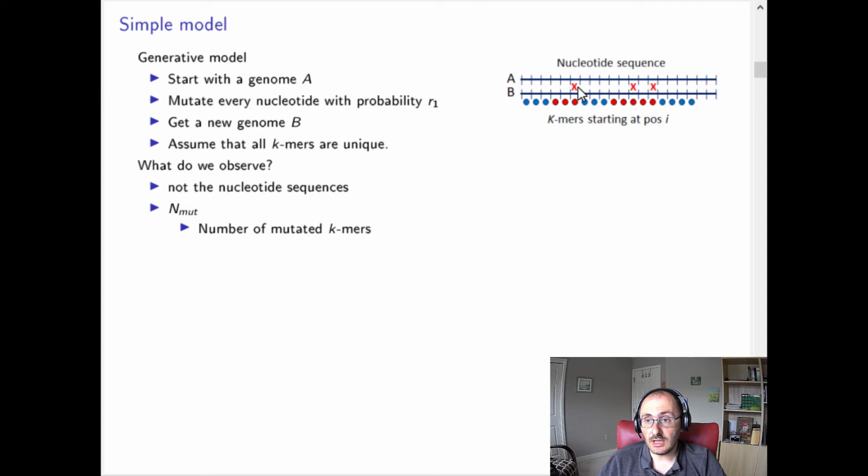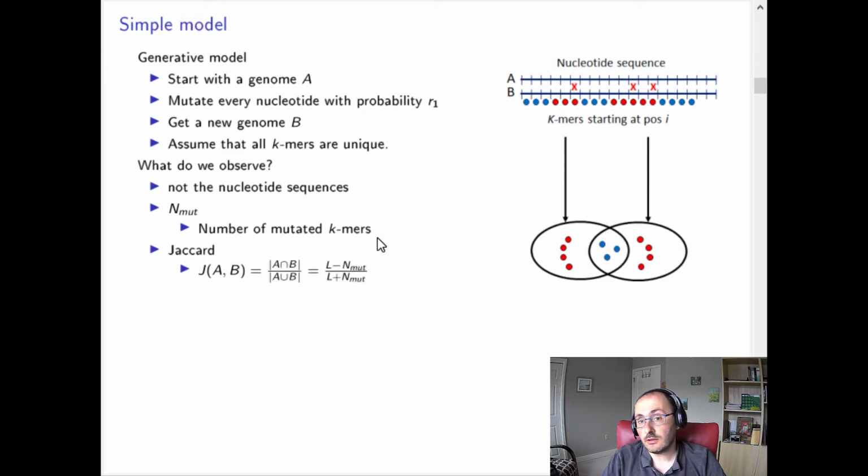Now, a single mutation like this one also affects 3 kmers. So each of these kmers are also mutated. Whereas here, these two nucleotide mutations affect and mutate 5 kmers.